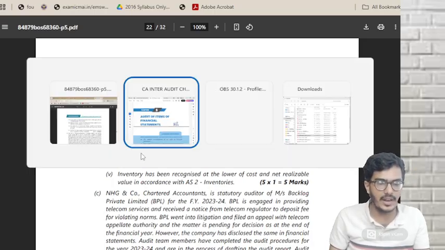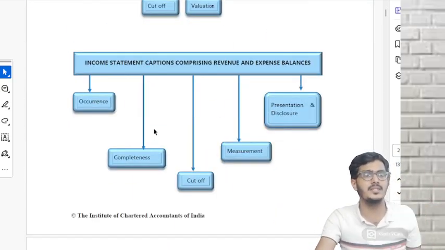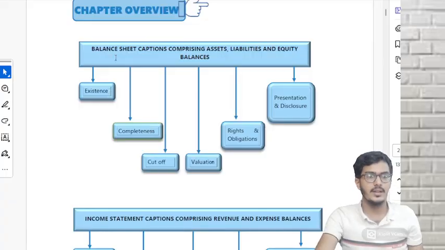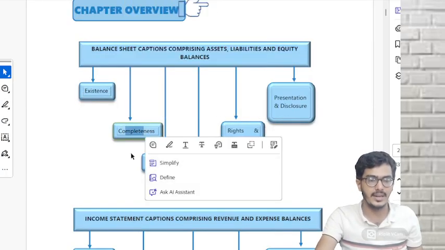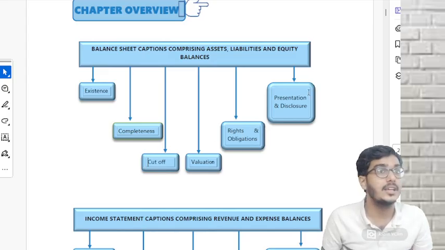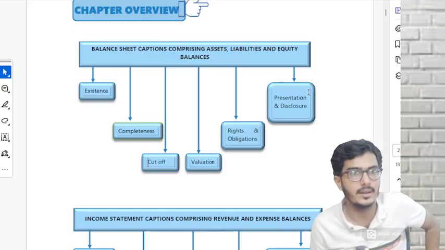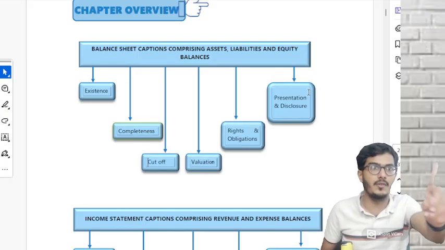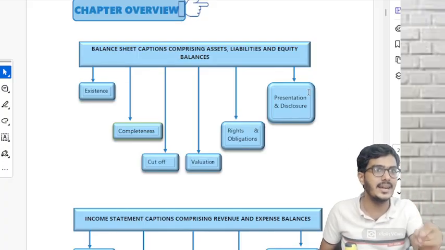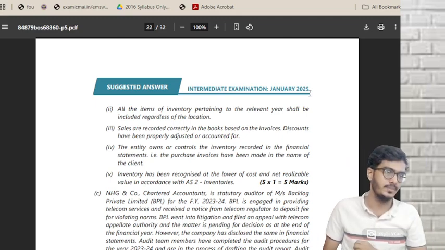Understood? So chapter 5, the first thing you are supposed to focus on is the assertion based question. Where will you find it? Topic number 1. For the balance sheet it is existence, completeness, cutoff, valuation, rights and obligation, and if you remember, presentation and disclosure is also an assertion. Each item of the balance sheet and each item of the P&L should be properly presented and properly disclosed. So they can ask a question regarding presentation and disclosure also.